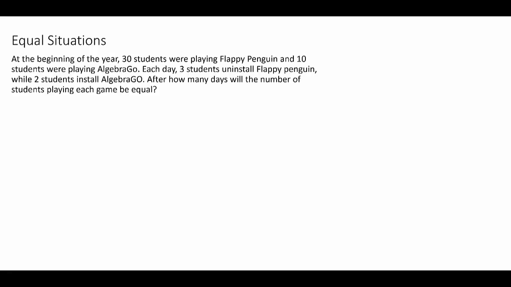So let's think about this. We've got 30 for Flappy Penguin starting out, and we've got 10 for Algebra Go. We're trying to figure out when they will be equal based on how quickly the students are either installing or uninstalling. So for Flappy Penguin, it says 3 students uninstall. So that means that there are 3 fewer students each day. So we're going to subtract 3 and then put a variable next to the 3 that represents days.